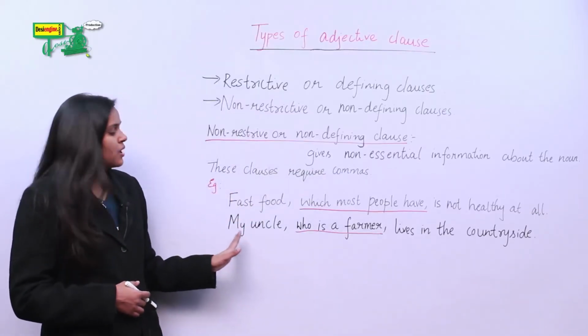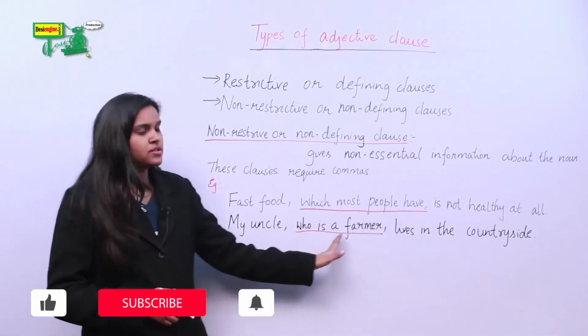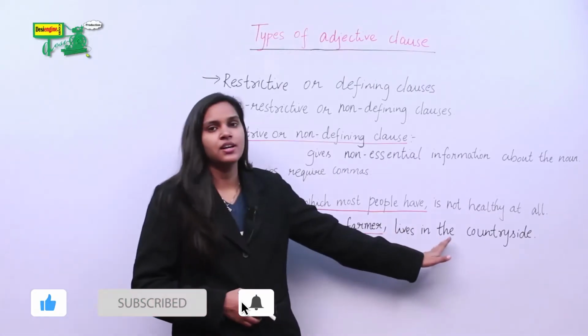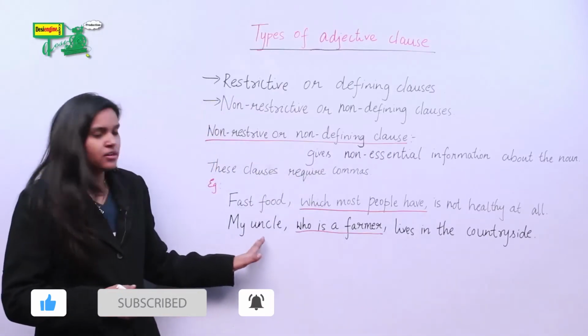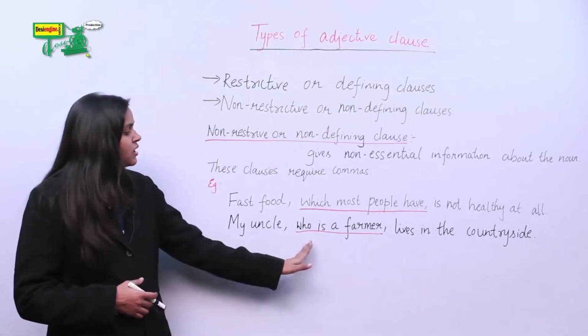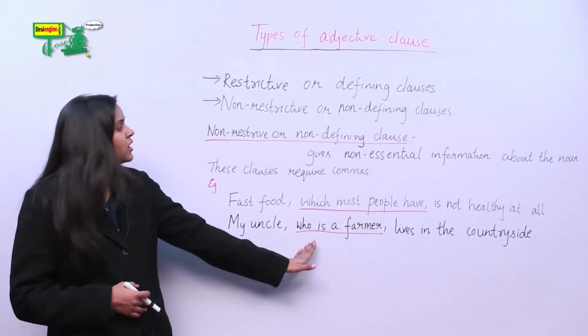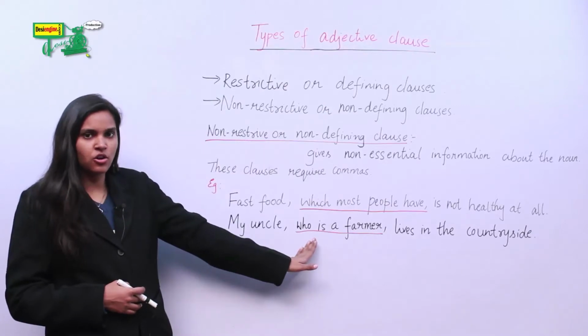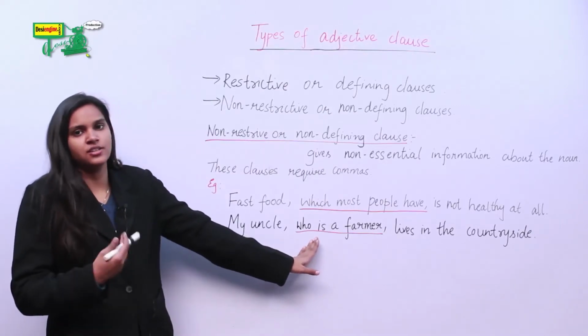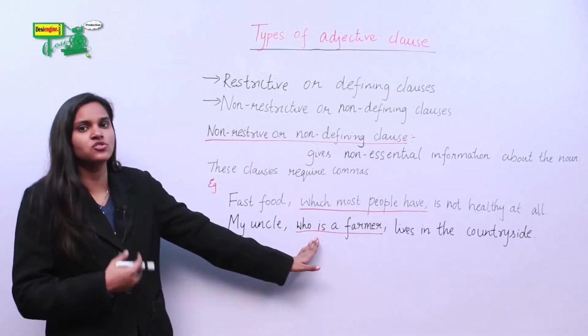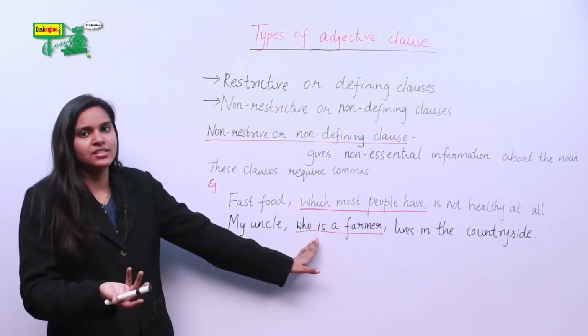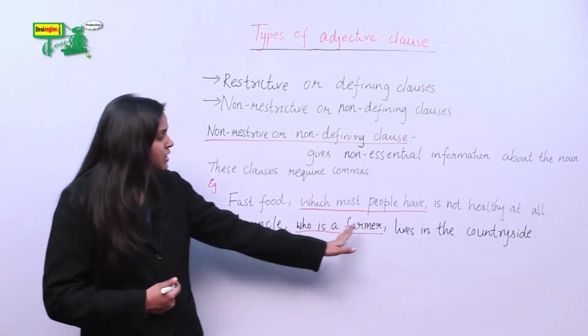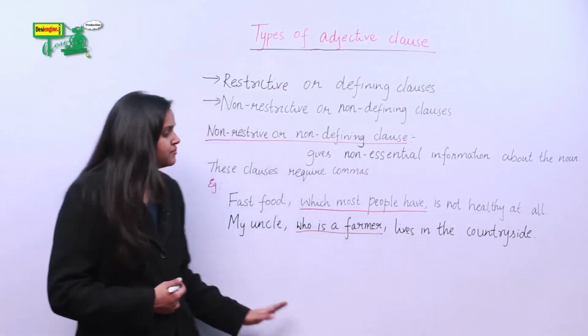Next sentence. My uncle, who is a farmer, lives in the countryside. Here, the noun is uncle, who is a farmer is the non-restrictive clause, and it does not give any extra information about the noun. It's just non-essential information. Lives in the countryside.